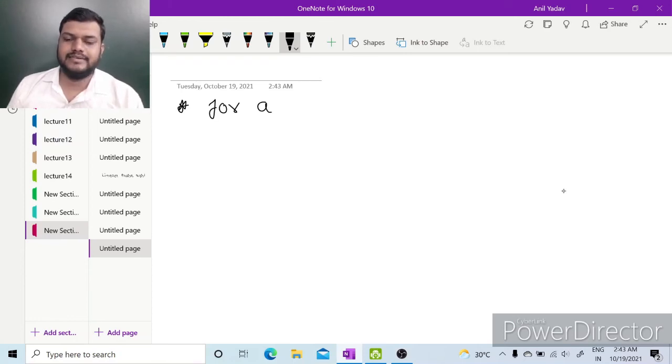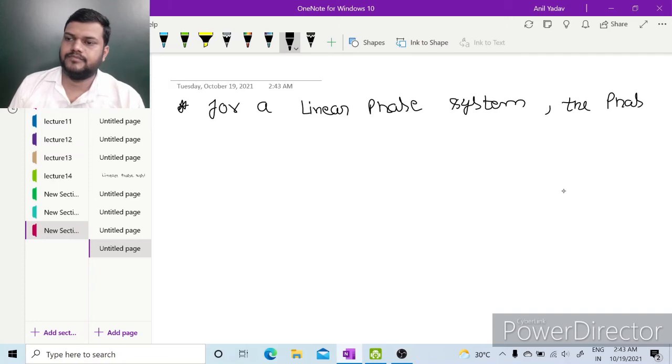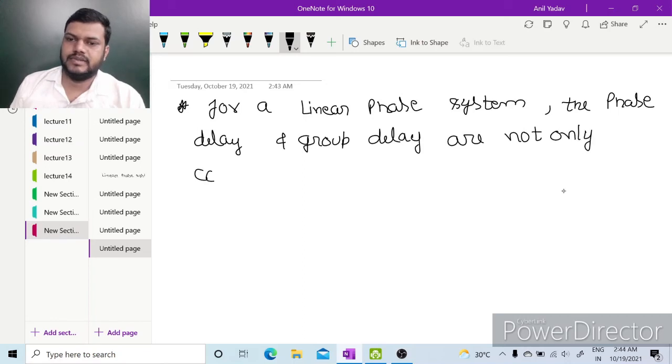So for a linear phase system, the phase delay and group delay are not only constant but they are also equal.